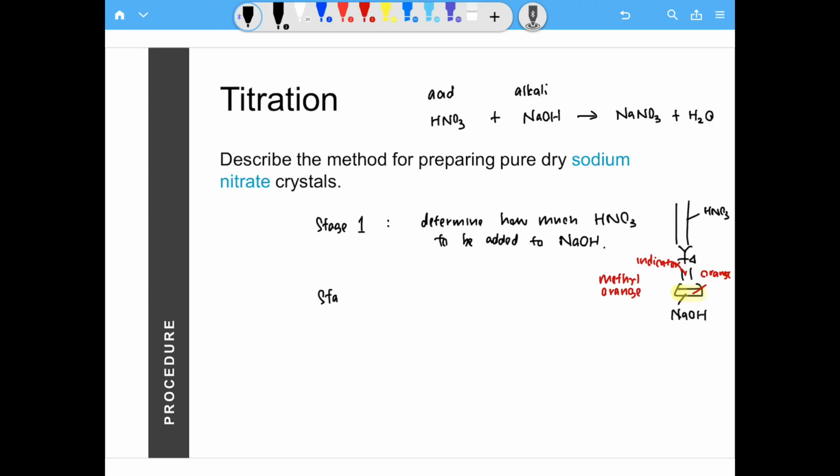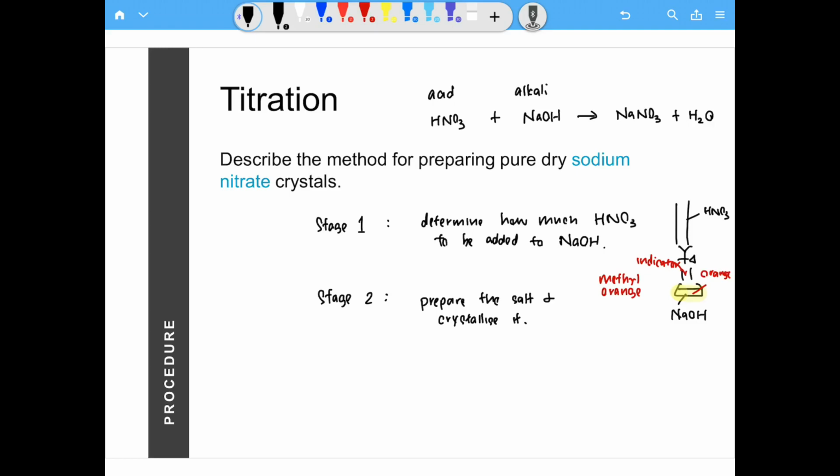So that leads us to stage 2, where we perform the exact titration, but this time in the absence of your indicator. The purpose of stage 2 is to now prepare the salt and then to crystallize it. So in this case, it doesn't make sense to add your indicator, because your indicator will contaminate the salt to be prepared.